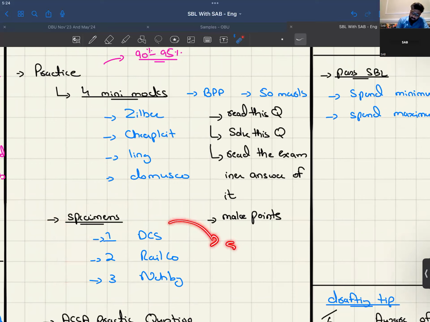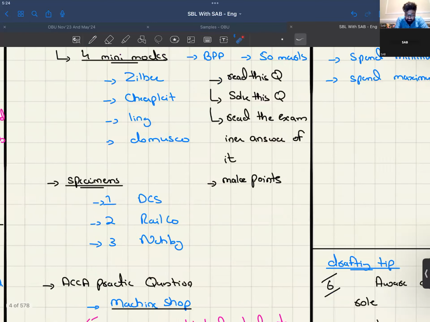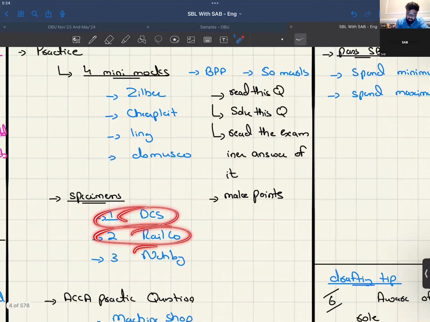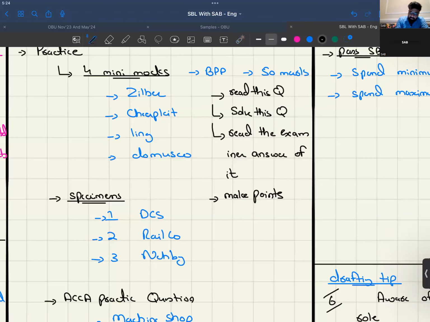They were issued before the September 18th exam when SBL was launched, right? So these three papers were given to you to help you. We'll be solving all of these three papers, and we'll be doing theories which have been tested in these exams. Our first target is to deal with DCS. So let's have a look at it and see what it demands.